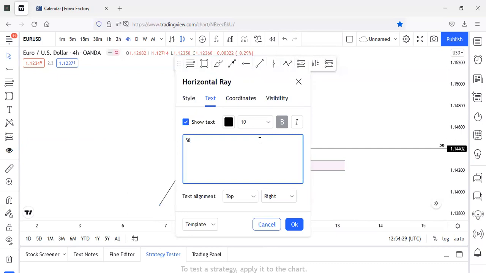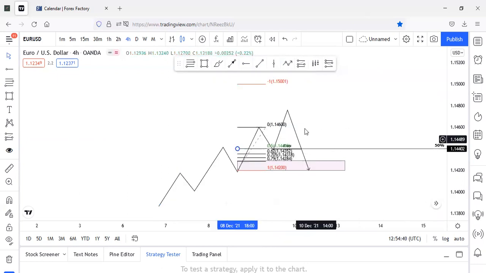Actually, this is something I usually teach in mentorship, but I feel like you guys have done enough for me, giving me a lot of subscribers. I feel like I should do better for every one of my subscribers. So that's my 50% level. Then I'm going to mark up my discount price. Where is my discount price, guys? Here is my discount price.